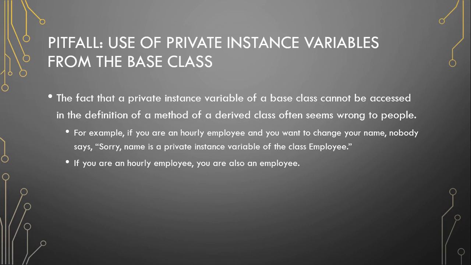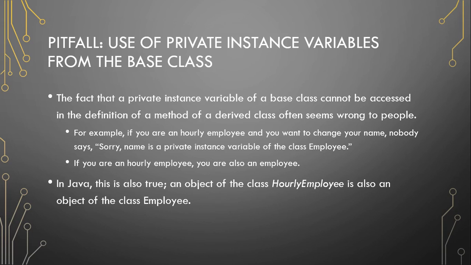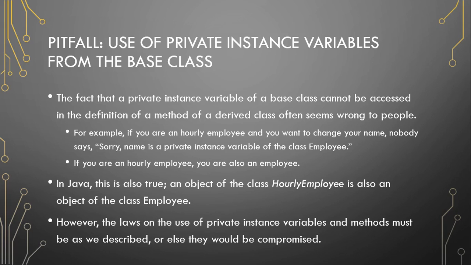The fact that a private instance variable of a base class cannot be accessed in the definition of a method of a derived class often seems wrong to people. They're like, well, I should just be able to call that whenever. So, for example, if you're an HourlyEmployee and you want to change your name, it always says, sorry, name is a private instance variable of class Employee. So if you're an HourlyEmployee, you're also an Employee. In Java, this is also true: an object of the class HourlyEmployee is also an object of the class Employee.